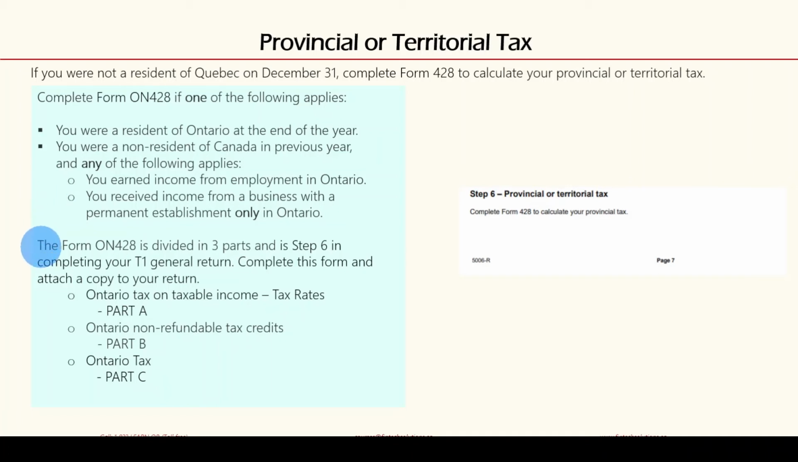The form ON428 is divided into 3 parts and is step 6 in completing your T1 General return. Complete this form and attach a copy to your return. Ontario tax on taxable income, which is the tax rates, is Part A. There is a Part B, which is Ontario non-refundable tax credits, and Part C, which is the calculation of the Ontario tax. So that is your step 6, which is provincial or territorial tax.